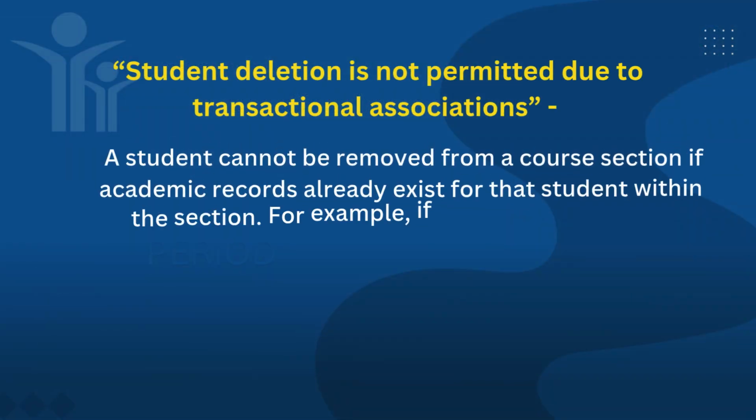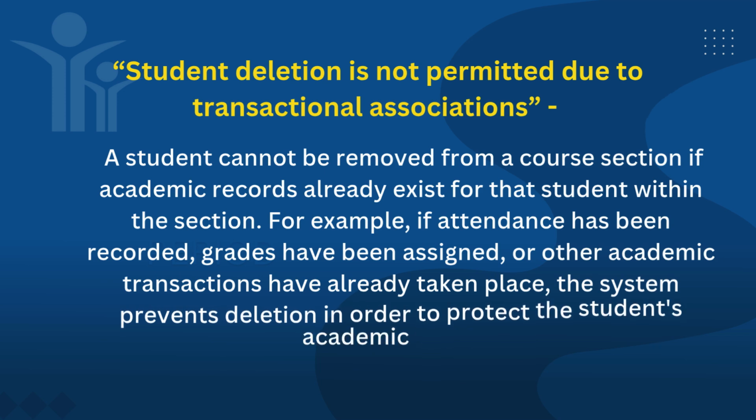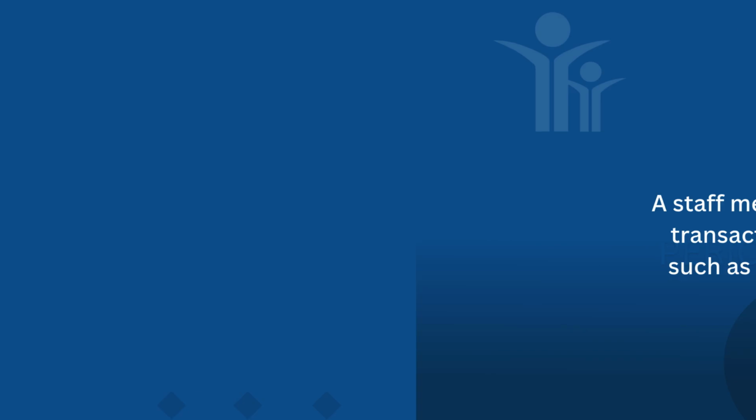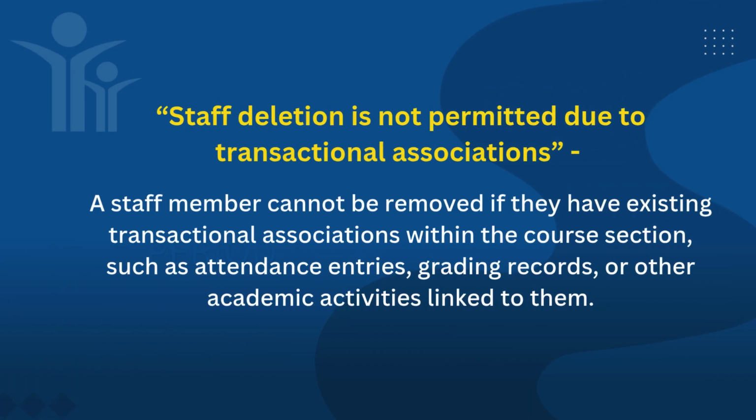A student cannot be removed from a course section if academic records already exist for that student within the section. For example, if attendance has been recorded, grades have been assigned, or other academic transactions have already taken place, the system prevents deletion in order to protect the student's academic history. Similarly, a staff member cannot be removed if they have existing transactional associations within the course section, such as attendance entries, grading records, or other academic activities linked to them.